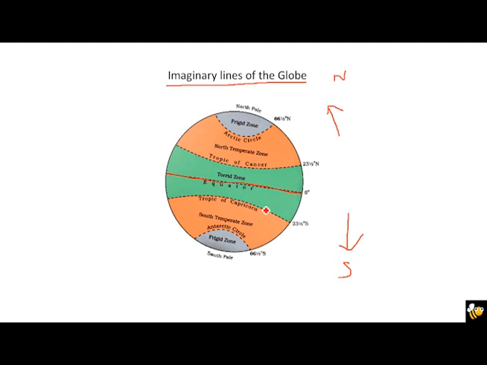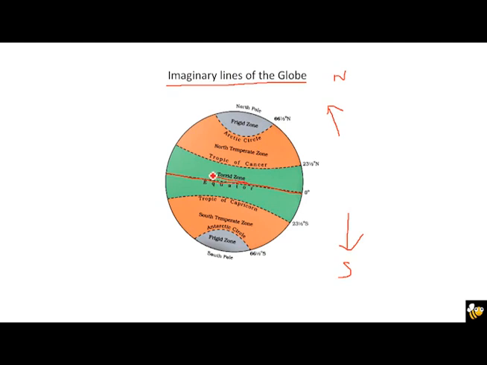This is the main imaginary line which is at 0 degree, and the sun rays fall vertically over the equator. Due to this, the region near the equator and on the equator is very much hotter, and we can say it traps the maximum heat. So due to this, this region is known as the torrid zone.